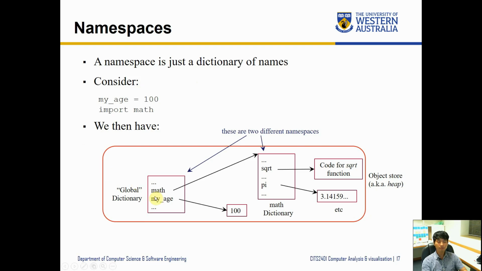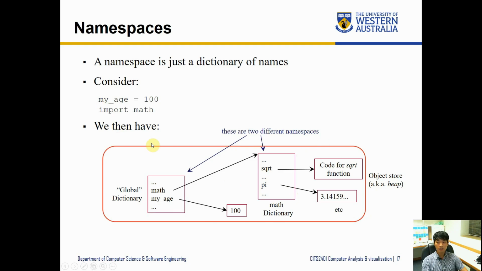So in your main program, what you have is this global dictionary. This is your main program that you're executing. And if you are importing, say, math, it has its own dictionary, like pi, square root that we have seen before. So if I want to use square root, I need to go math dot and then access its own name dictionary. Then I can use those codes for square root or access the value for pi.